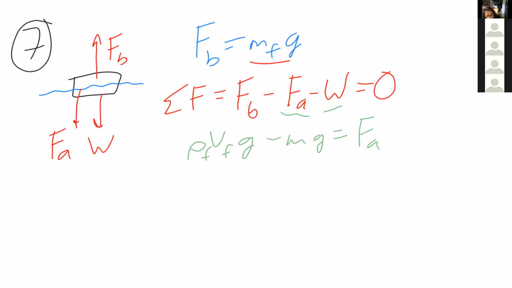Actually, sorry, we're given a graph for the apparent weight. What are we ultimately solving for? Oh, we're looking for the density of the fluid.